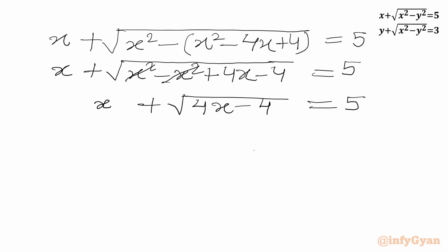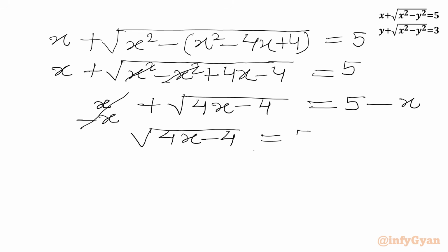Now we'll be subtracting x from both the sides. So we'll write minus x in RHS. Plus and minus x will get over from the left hand side. We will get square root of 4x minus 4 equal to 5 minus x. Now we have a square root in the LHS, so we are going to square both sides.